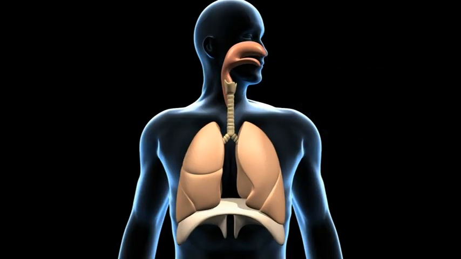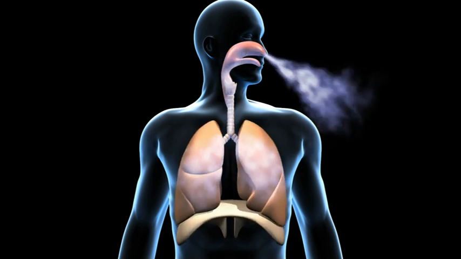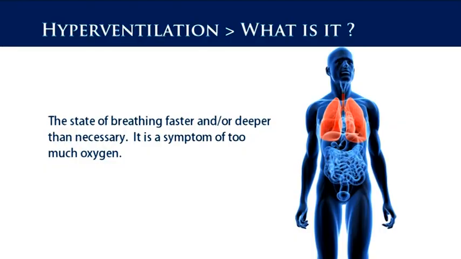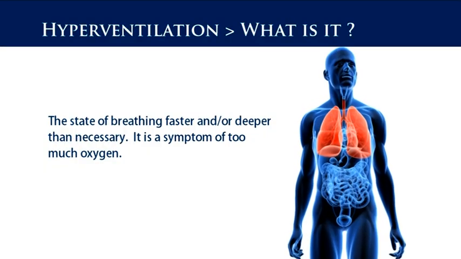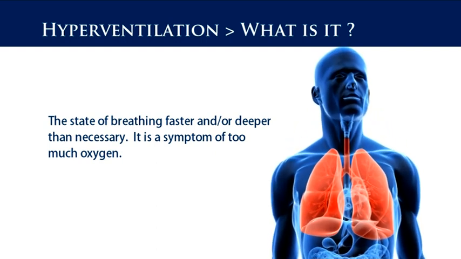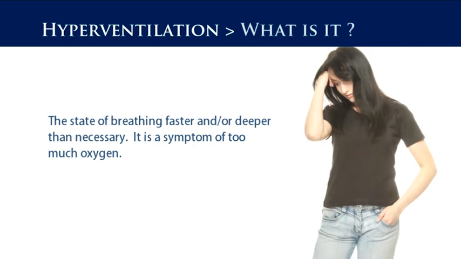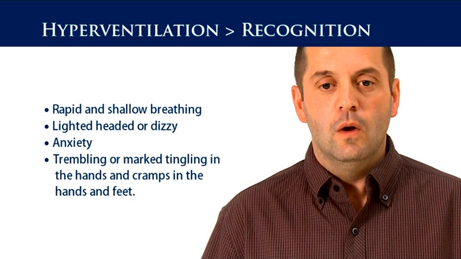With hyperventilation, due to your casualty breathing faster and or deeper than necessary, your body has too much oxygen. To use this oxygen, to extract it from your blood, your body needs a certain amount of carbon dioxide, CO2. It is commonly triggered by emotions of stress, anxiety, depression, fear, or anger. The recognition, signs and symptoms: rapid and shallow breathing, lightheaded or dizzy, anxiety, trembling or marked tingling in the hands and cramps in the hands and feet.